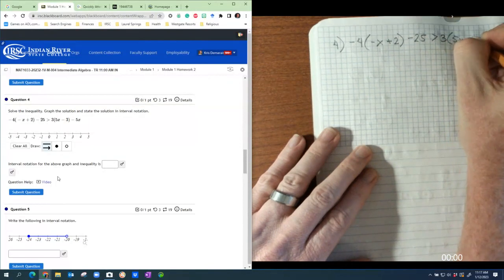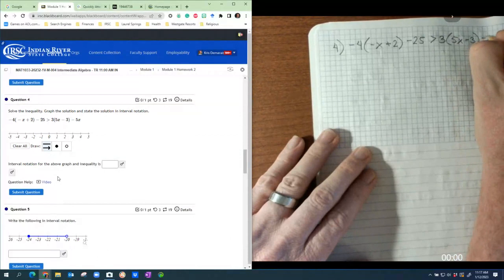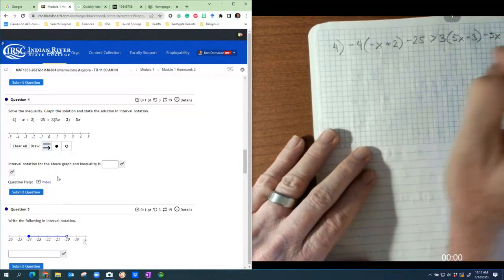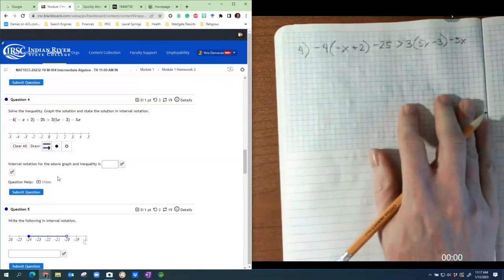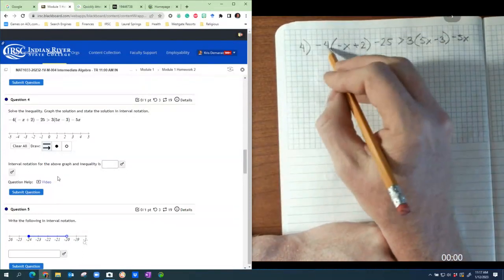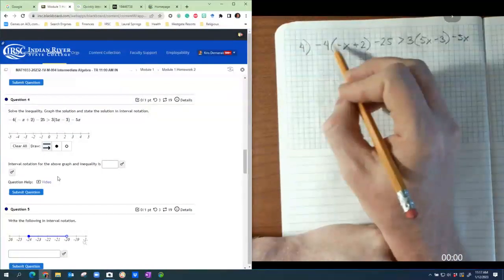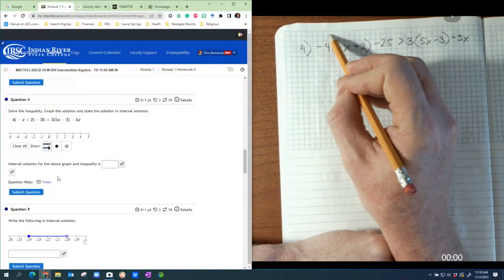So your homework is going to be, if you're following along with me right now, you're able to complete your homework with me. Now, this is recorded, so you can take notes a little later if you so desire. Just watch along with what I'm doing. So the first thing I see is groupings. So I'm going to do the distributive property.